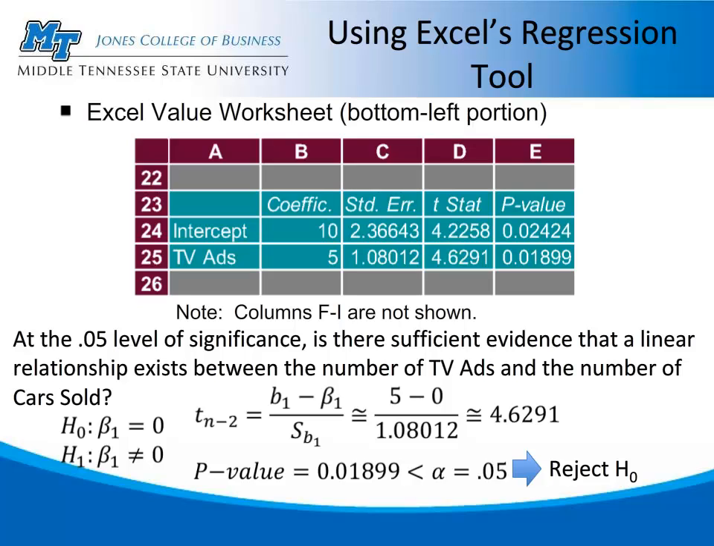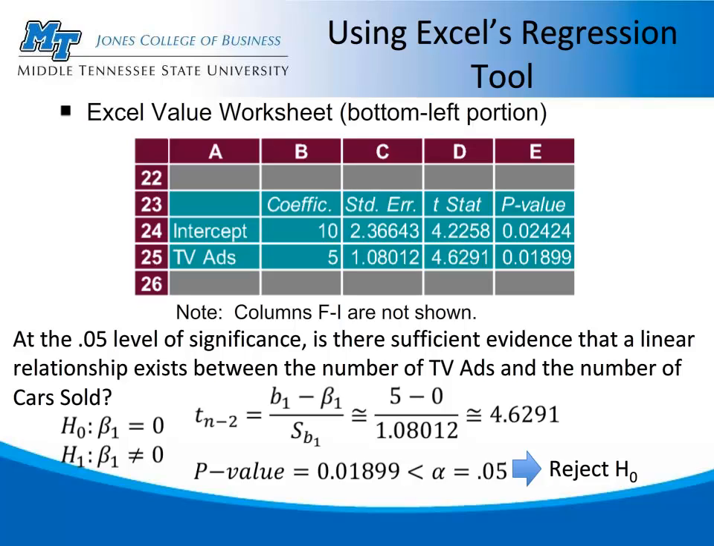But t at n minus 2 degrees of freedom is equal to the slope that you get from the sample minus the population slope divided by what's called the standard error of the slope. Technically, that denominator is referred to as the standard error of the regression coefficient, B1. But since B1 just represents the slope, it's commonly just called the standard error of the slope.